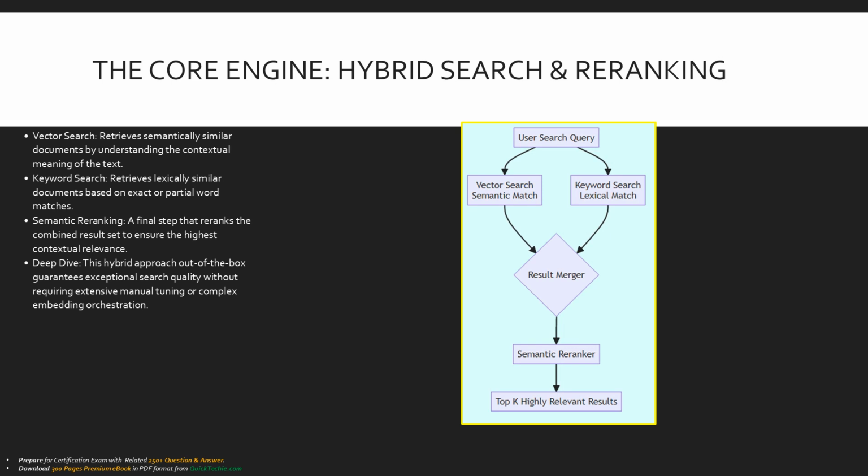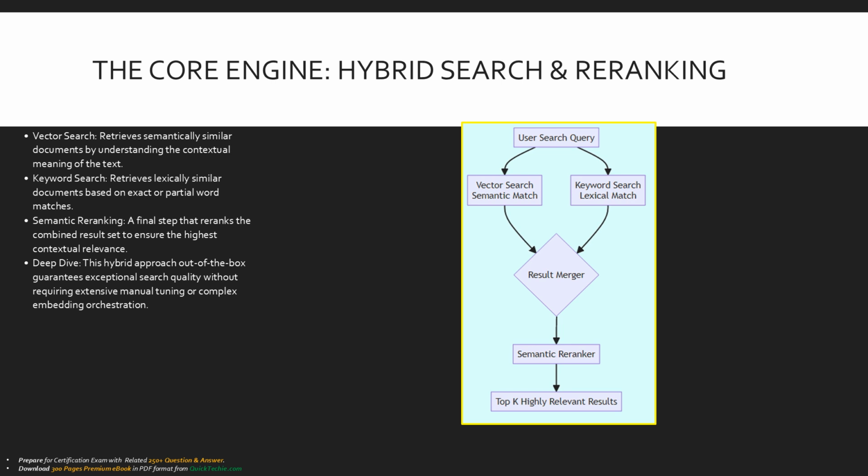To understand why Cortex Search provides such excellent results, we must look under the hood at its hybrid engine. Cortex Search does not rely on just one search methodology. First, it utilizes vector search, converting your text into dense embeddings to retrieve documents that are semantically similar, meaning it understands the underlying concept, even if exact words differ. Simultaneously, it performs keyword search, retrieving documents based on lexical similarity to ensure exact names, IDs, or distinct terminology aren't missed. But it doesn't stop there.